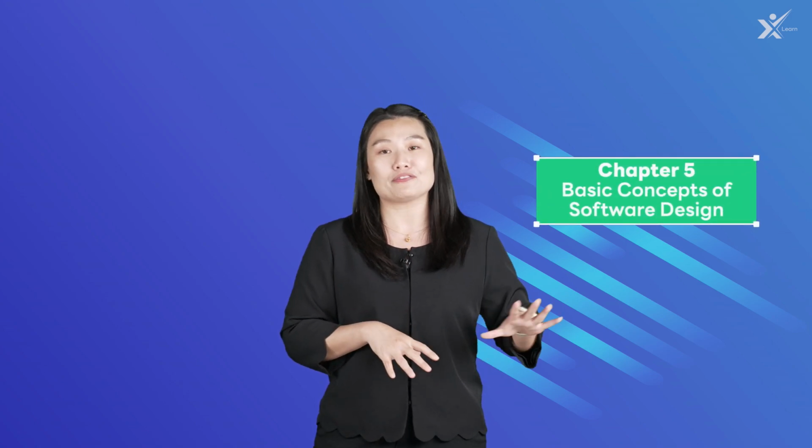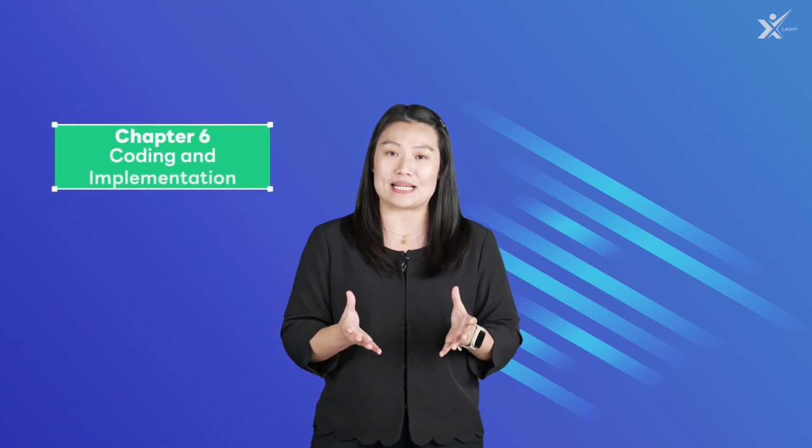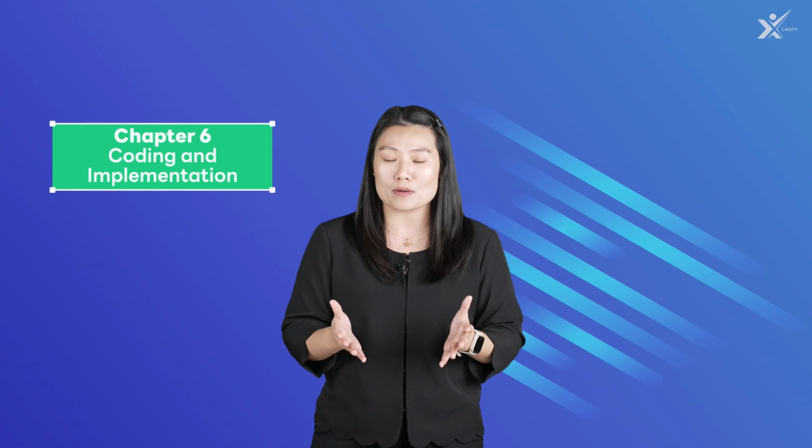After that, we move on to chapter number 5, where we talked about the basic concepts of software design. After we have the requirements, we have to map them into design, right? So that we can use it for the implementation later. And then in chapter 6, we talk about coding and implementation. What is the implementation process? What are the characteristics of good software implementation, right?